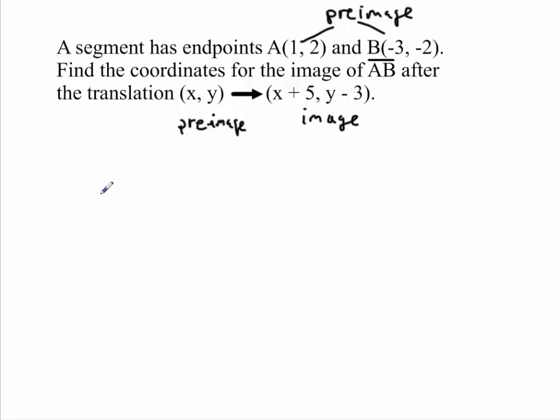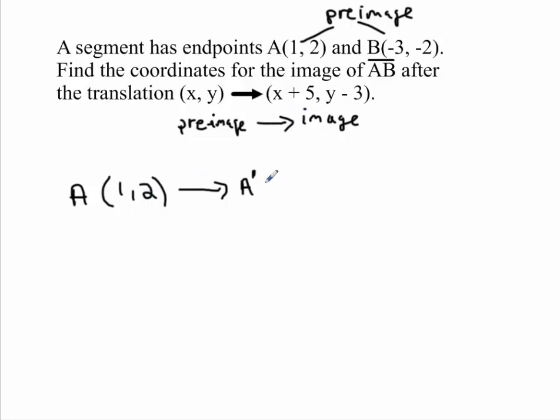So let me start with point A. Point A has coordinates (1, 2), and I'm going to find the location of the image. So the rule tells me how to get from the pre-image to the image. I'm going to apply this rule. Since this is the image of A, the new coordinate is going to be called A prime, because it's always going to go from the pre-image to the image. So pre-image goes to the image. So that's what we have here.